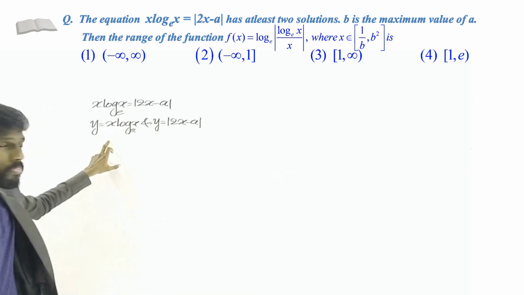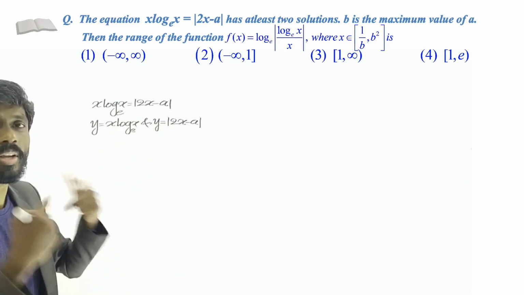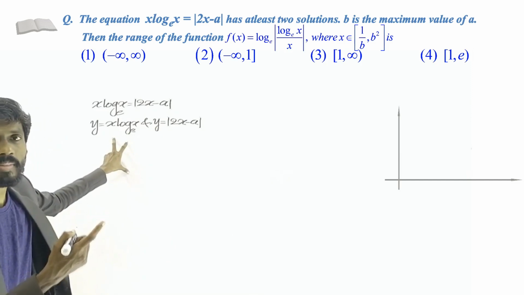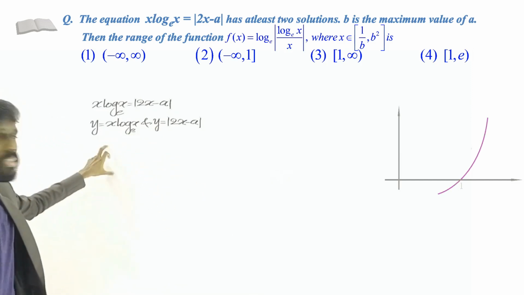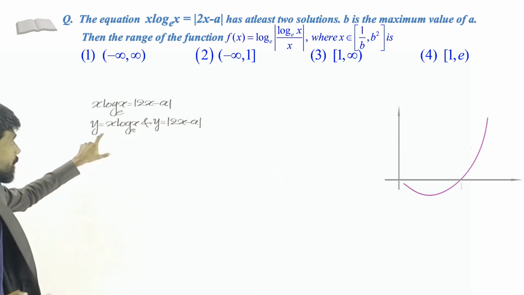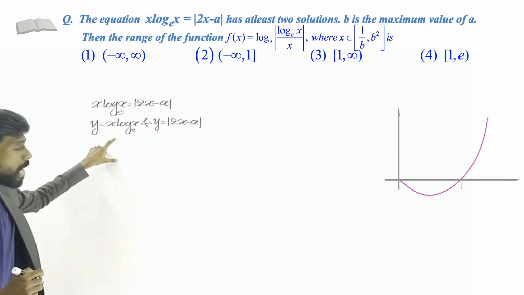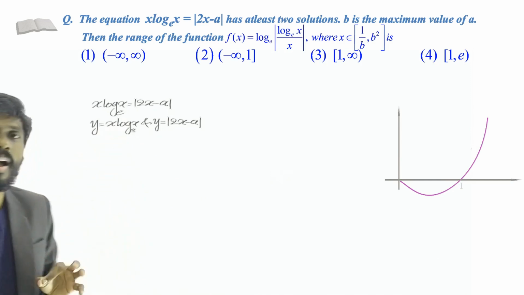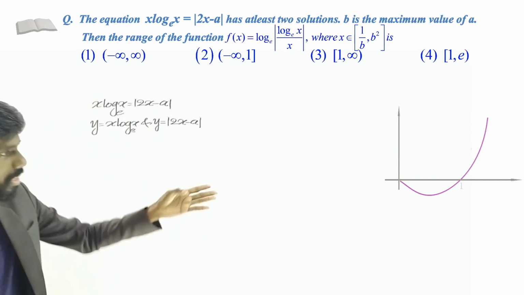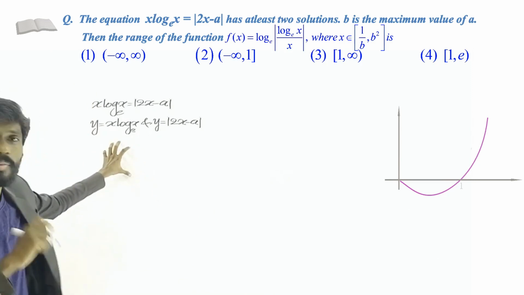So let us draw this x log x. As x tends to infinity, this tends to infinity. When x is 1, log 1 is 0, so the value is 0. As x tends to 0, x cannot be 0, but the value will become 0. That is a limit question. So x log x tends to 0 as x tends to 0. So this is roughly the graph of this function. Okay, so we have drawn this x log x.